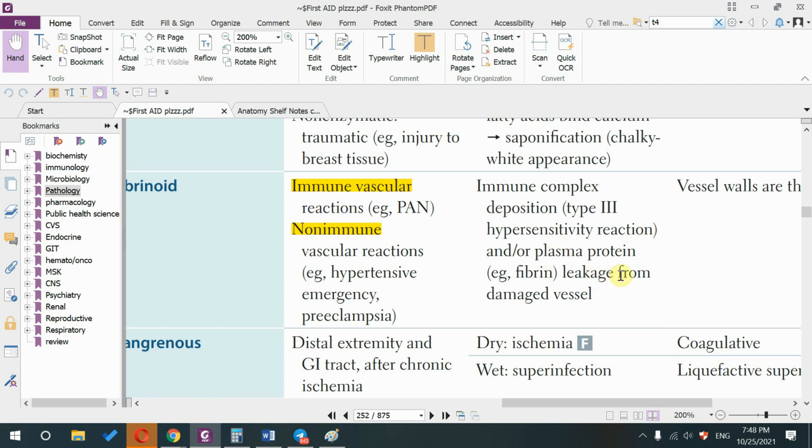Be careful. I think it's a typo in First Aid or something, but there is something a little bit tricky. They write "and/or." If you say a plasma protein, like the fibrin leakage from the damaged vessel, yes, it can be secondary to the immune complex deposition, and that leads to the damage, and after that you have the fibrin leakage. Yeah, that's correct. But in case of hypertensive emergency and preeclampsia, it is only the plasma protein leakage from the damaged vessels due to the hypertensive emergency or preeclampsia.